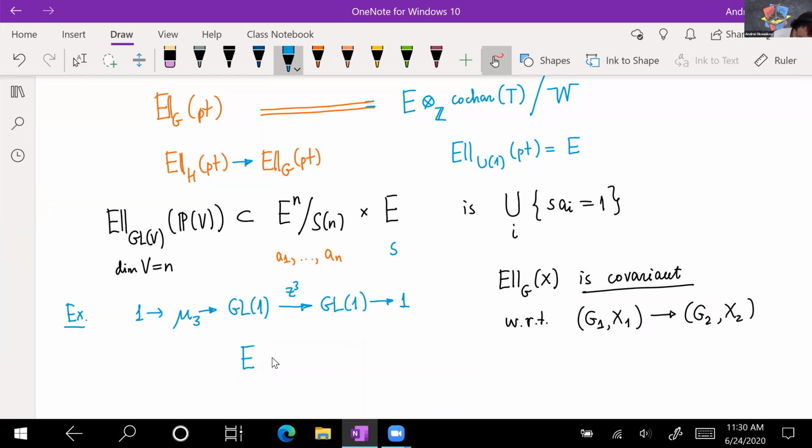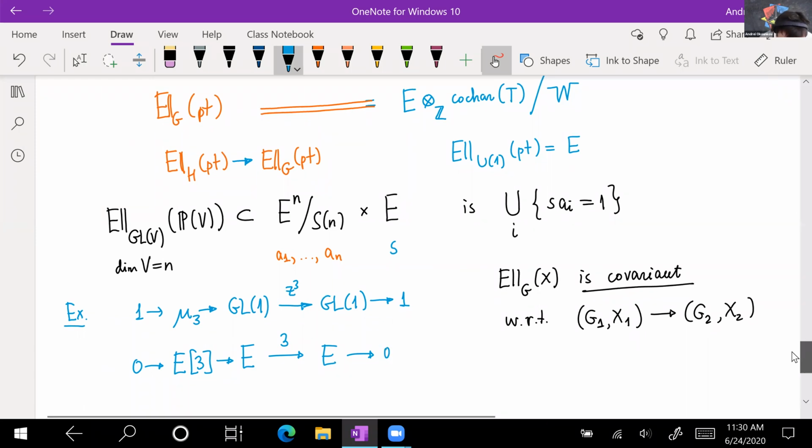And so then you get E goes to E. This is multiplication by 3. And so here the kernel are the points of order 3. Sorry, on abelian varieties usually people write things additively.